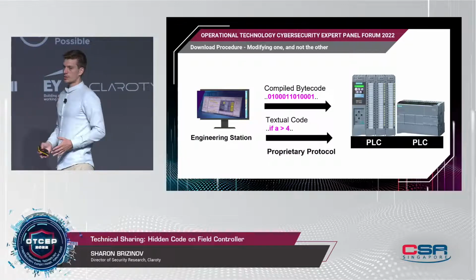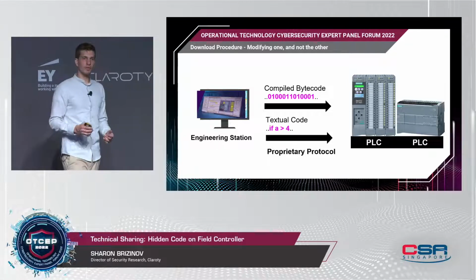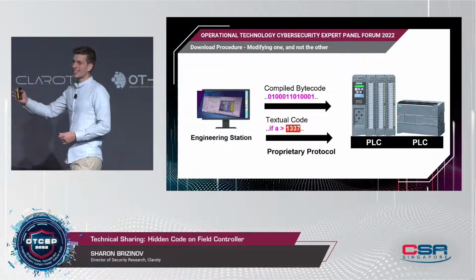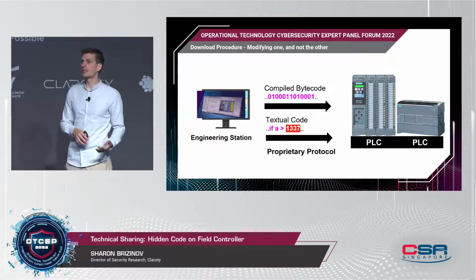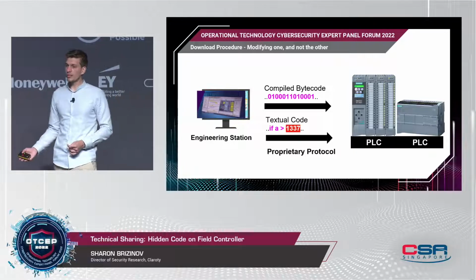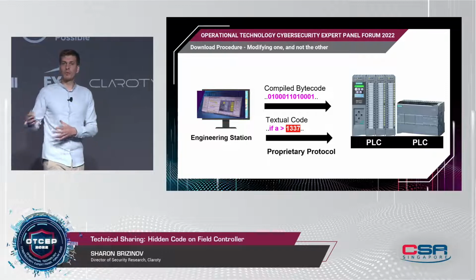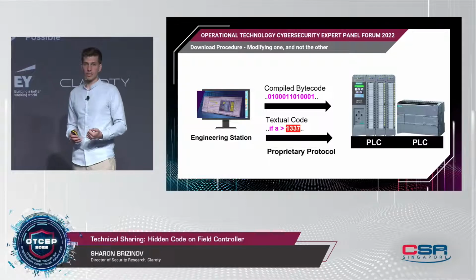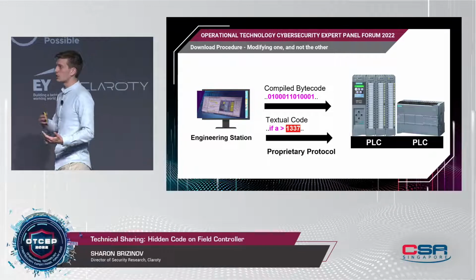We took this download procedure, the compiled bytecode and the text code, and before transferring to the PLC, we modified just one of them. The PLC doesn't care about the text code. It doesn't understand what the text code is because we already compiled it into bytecode, and the PLC only cares about the bytecode. So when the PLC receives it, it will execute the bytecode as is. But when we pull this code from the PLC, the engineering station will see a different code running, but it will not know that the PLC is actually executing a different code than what the engineer is seeing.